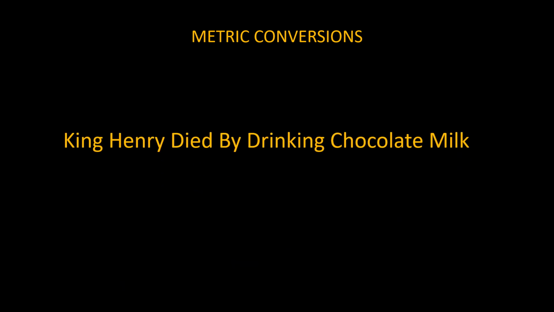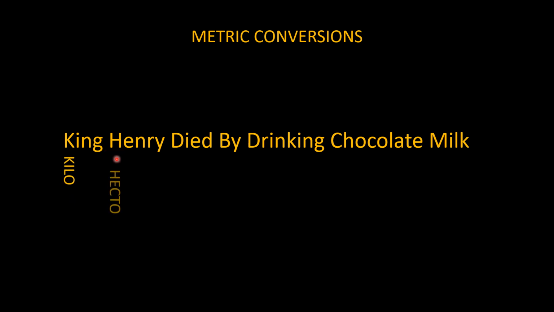In this lecture, I'd like to talk about metric conversions. There's a little mnemonic device that will help you do metric conversions. It's called King Henry died by drinking chocolate milk. So I will explain. The K in king stands for kilo.